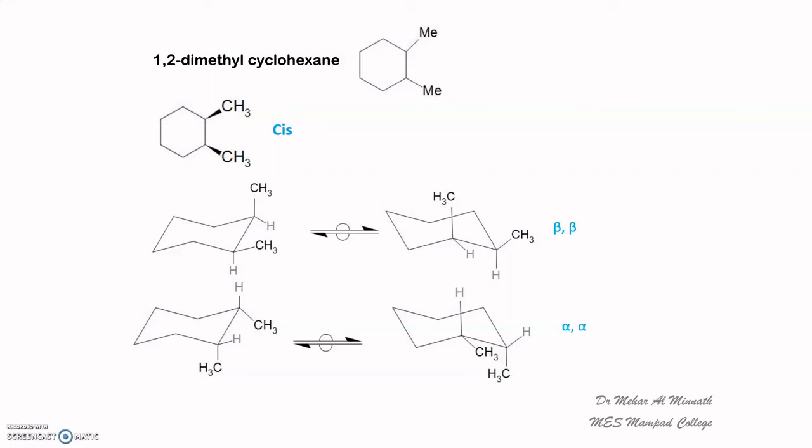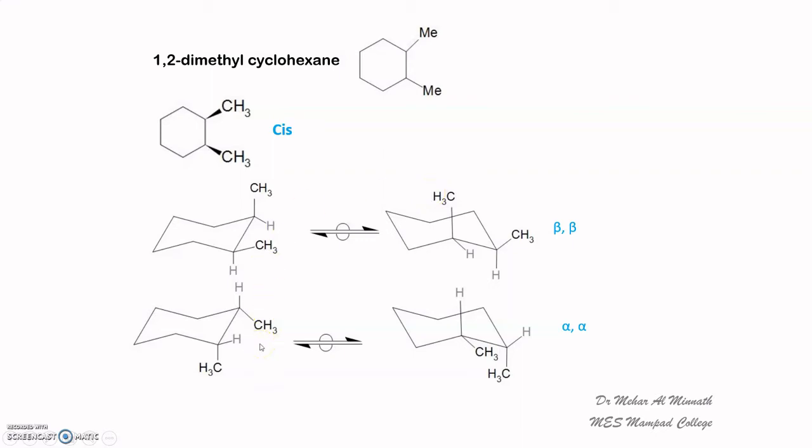For that we can consider the diaxial interaction, or we can divide this molecule into butane units and then calculate its energy. When we look at the diaxial interaction, in the first conformer there will be two diaxial interactions of the axial methyl with the two hydrogens on carbon 3 and carbon 5. So there are two 1,3 diaxial interactions over here. Same way when we flip, again we have two 1,3 diaxial interactions.